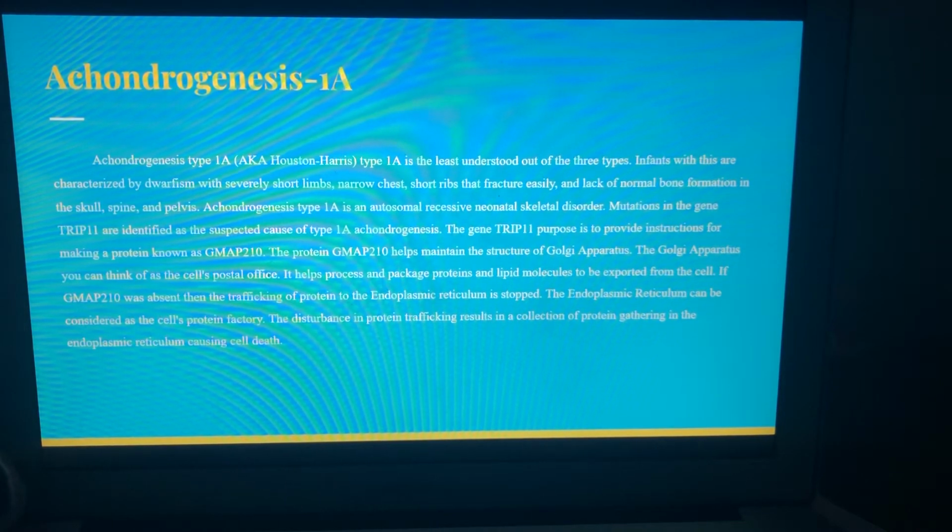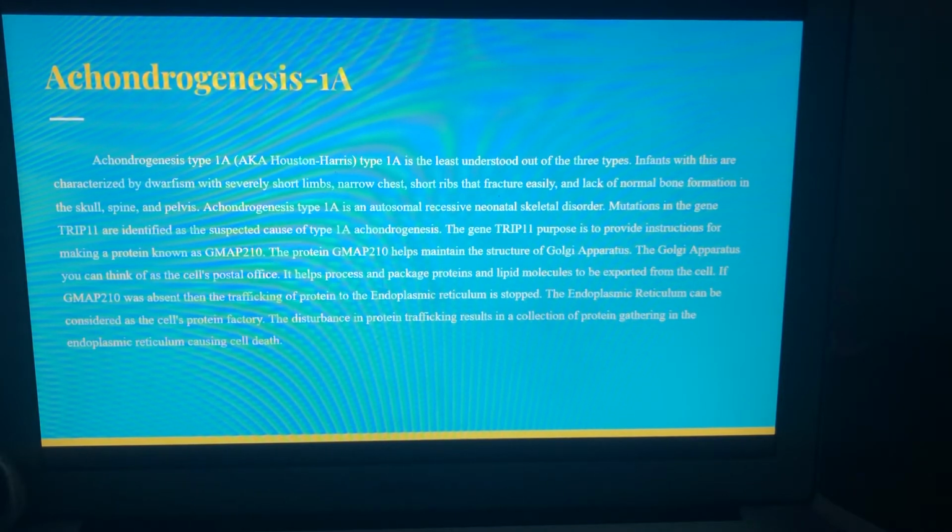The gene TRIP11's purpose is to provide instructions for making a protein known as GMAP210. The protein GMAP210 helps maintain the structure of the Golgi apparatus. The Golgi apparatus you can think of as the cell's post office. It helps process and package proteins and lipid molecules to be exported from the cell. If GMAP210 was absent, then the trafficking of protein to the endoplasmic reticulum is stopped. The endoplasmic reticulum can be considered as the cell's protein factory. The disturbance in protein trafficking results in a collection of protein gathering in the endoplasmic reticulum, causing cell death.